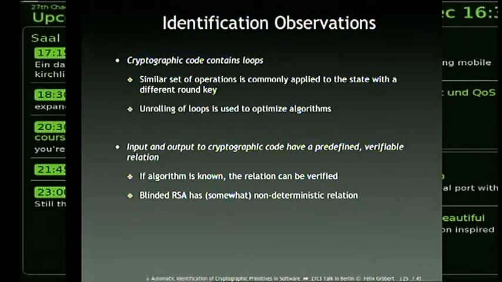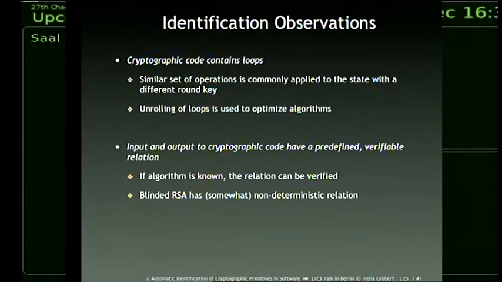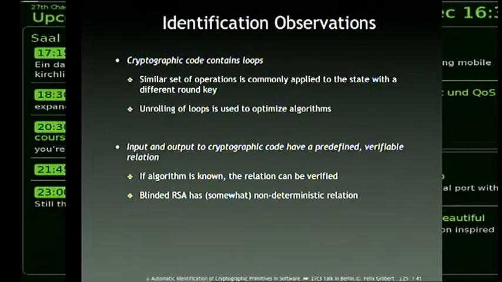Further observations we made is that, like Noé Lutz noted, cryptographic code contains loops. However, often in implementations, loop unrolling is used to make the code more efficient, to optimize it. So you cannot really say that if there's a loop of 16 rounds, it must be a DES implementation, because DES uses 16 rounds, but you cannot really tell from that. But you can use it as a further indicator to pinpoint the cryptographic code.